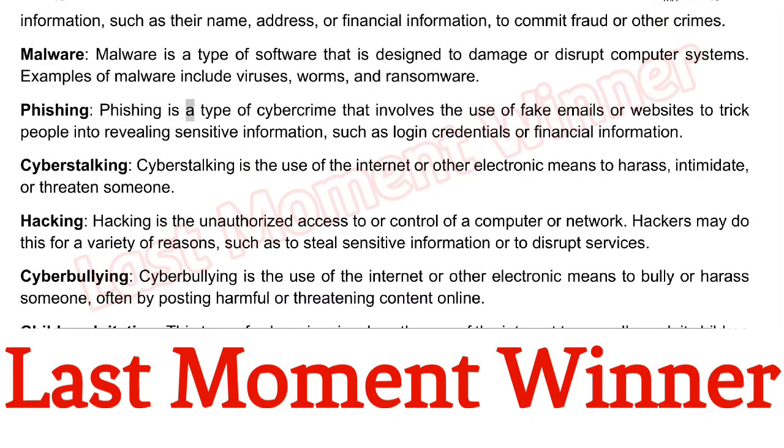Phishing. Phishing is a type of cybercrime that involves the use of fake emails or websites to trick people into revealing sensitive information, such as login credentials or financial information. Cyberstalking. Cyberstalking is the use of the internet or other electronic means to harass, intimidate, or threaten someone. Hacking. Hacking is the unauthorized access to or control of a computer or network. Hackers may do this for a variety of reasons, such as to steal sensitive information or to disrupt services.